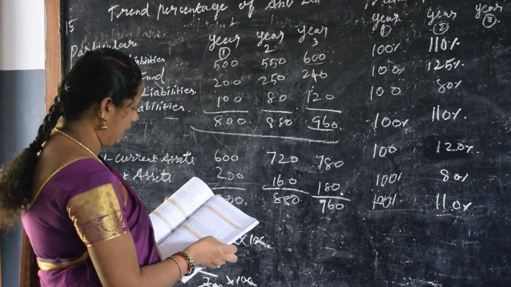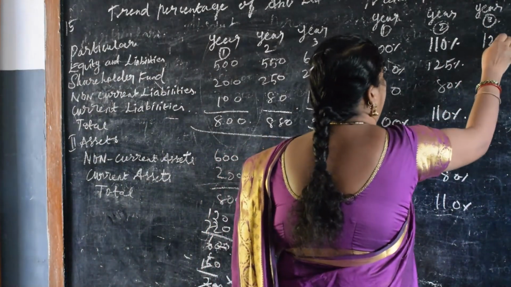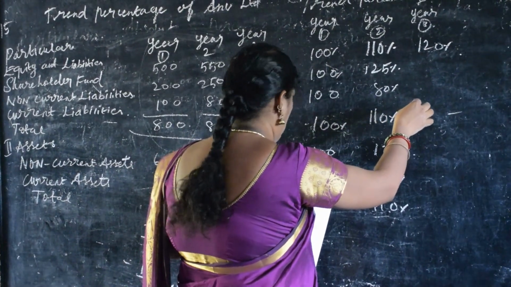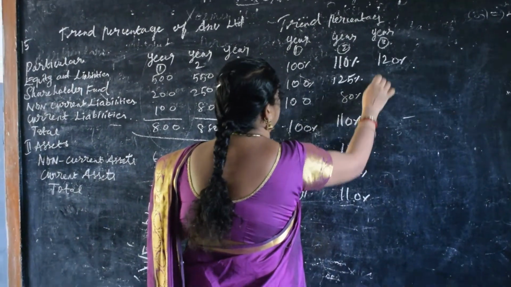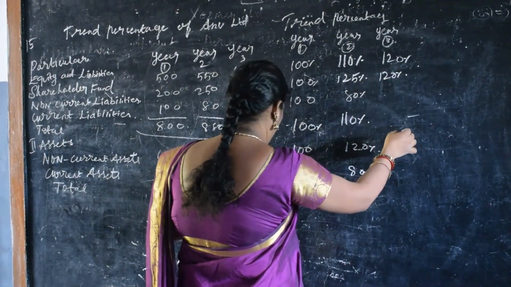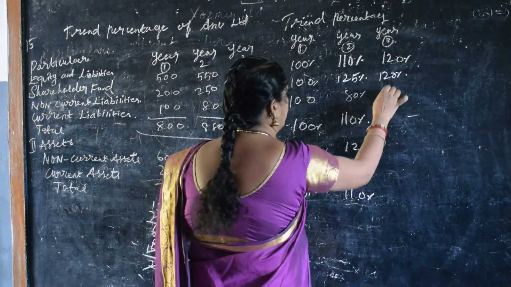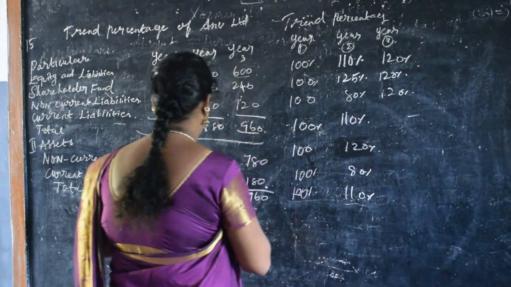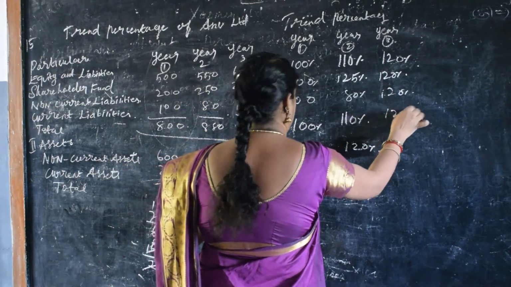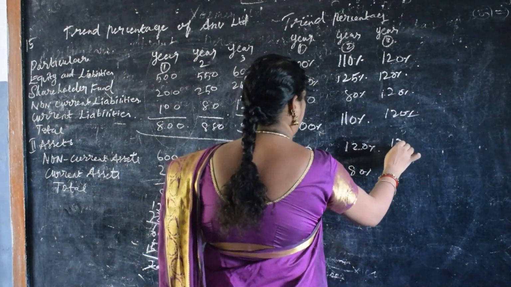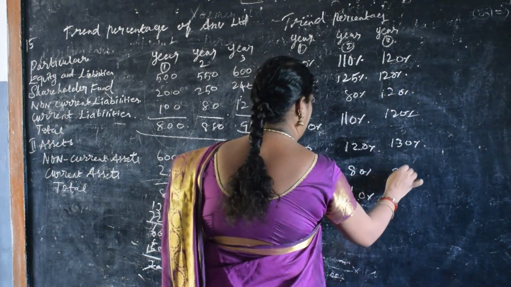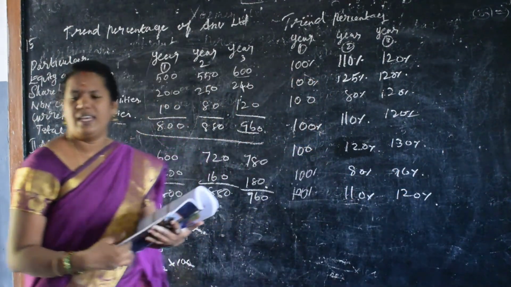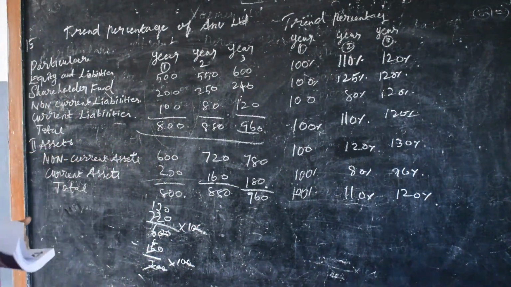Okay, now again moving on to the year 3. Year 3, it is 120 percentage. How will you get 120? 600 by 500 into 100. The next, non-current liabilities also 120 percentage. Then current liabilities also 120 percentage. And the total current liabilities also 120 percentage. Non-current asset is 130 percentage and current asset is 90 percentage and the total assets is 120 percentage. Okay, this is the overall of the sum of the exercise.